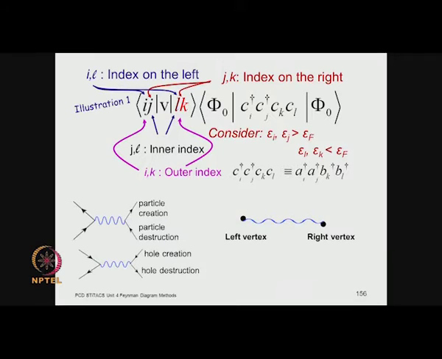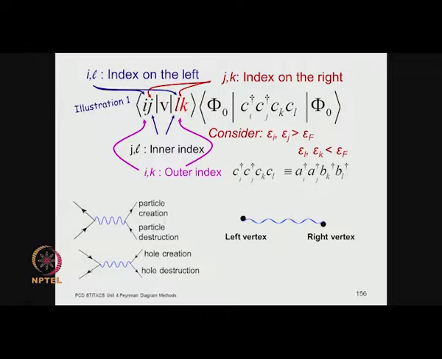Now, use these conventions and generate a diagram to represent this particular interaction. How would you do that? So, begin with the wiggle. Then identify the left vertex and the right vertex, and what is on the left will go to the left, what is on the right will go to the right, what is inside will go to the inside, what is outside will go to the outside.